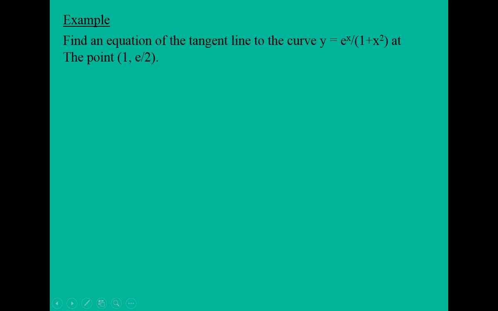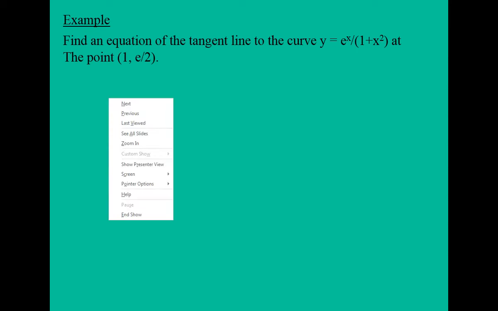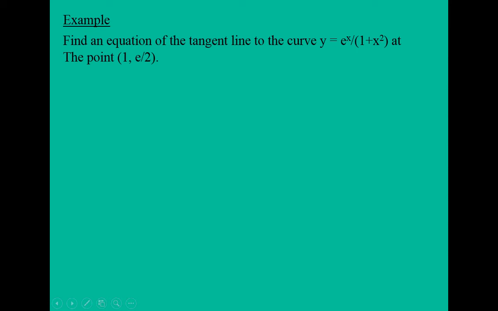Find an equation of the tangent line to the curve e to the x divided by 1 plus x squared at the point 1 comma e over 2. So to find the equation of a tangent line, we need to find the slope of that tangent line. So we need to find the slope of the tangent line at x equals 1. So we're going to need to find the derivative of our function so we can find the slope of the tangent line when x equals 1. And it appears we're going to have to apply the quotient rule.